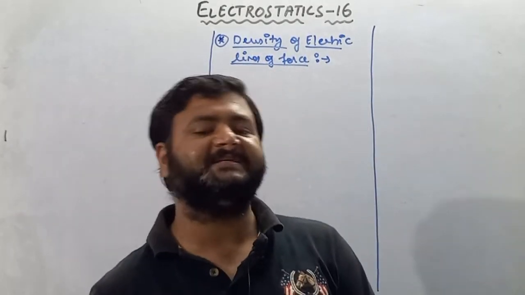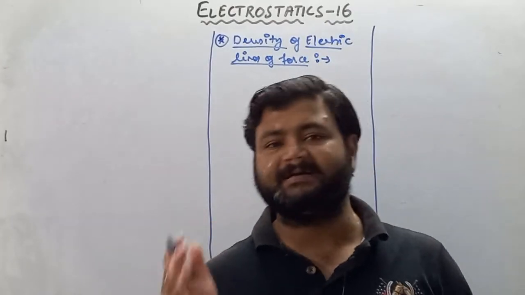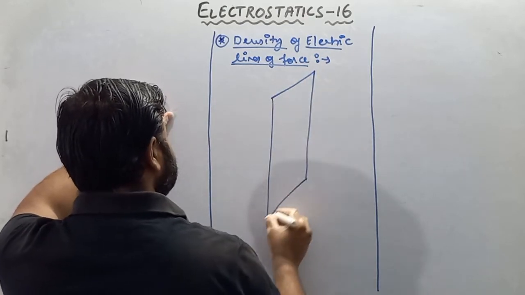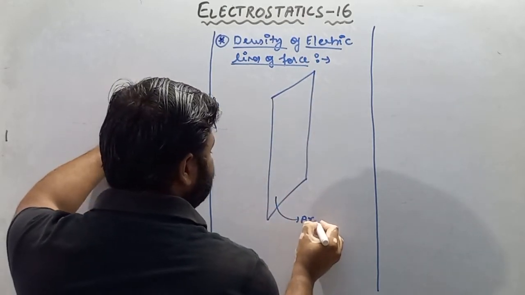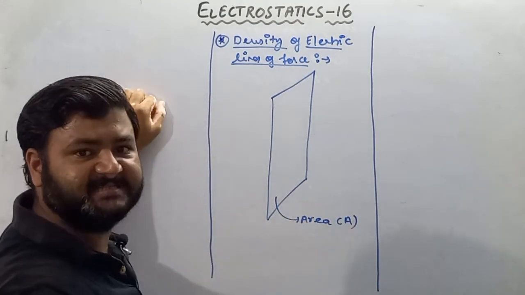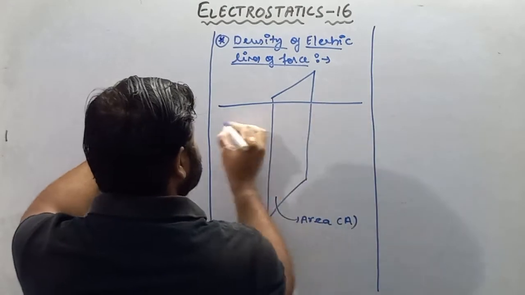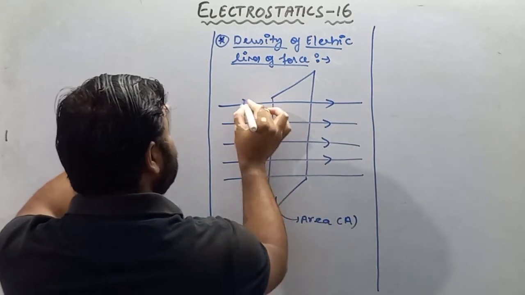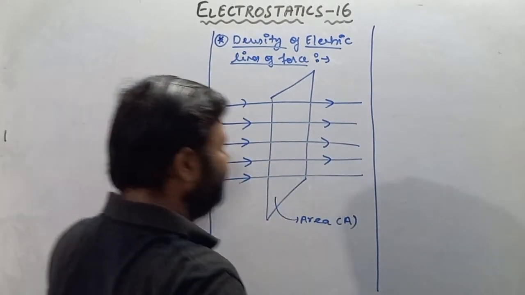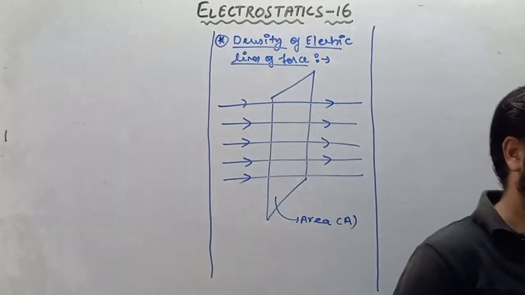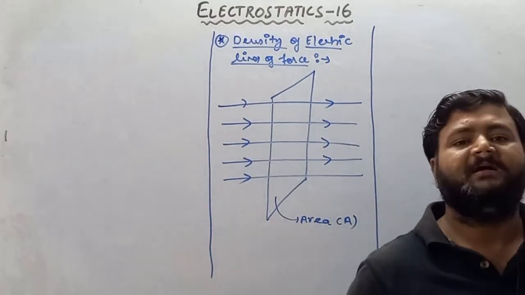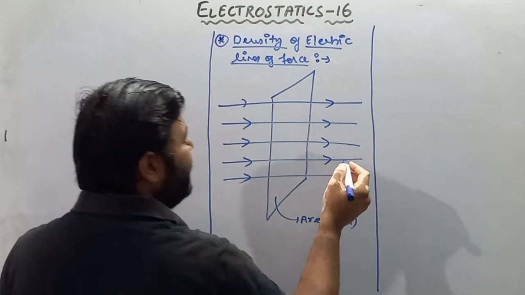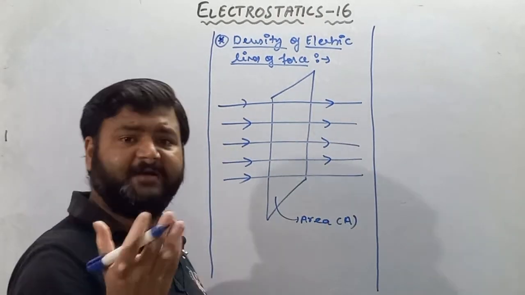To understand the density of electric lines of force, consider an area. Let's suppose we have an area like this. This is our considered area, let's suppose the area is A, and through this area electric field lines are passing. These arrow-marked lines are called electric field lines, which I already told you.